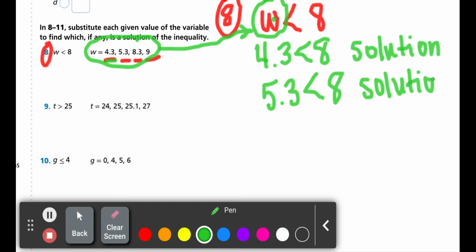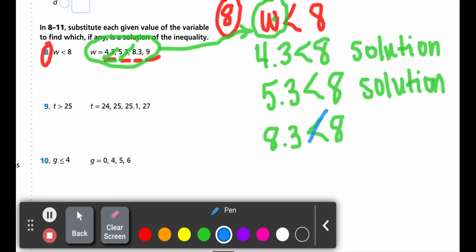What value would you plug in for W? So we did 4.3, we did 5.3. Next, we're going to do 8.3. Is 8.3 less than 8? No, it's not. So it's no solution, or not a solution.